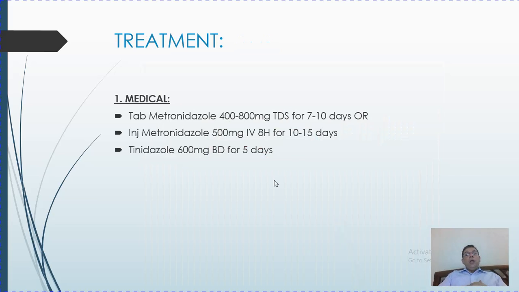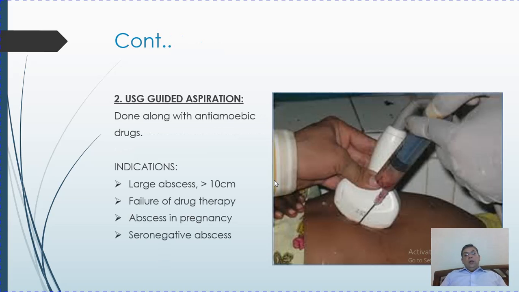Now, how do we treat an amoebic liver abscess? So the medical treatment involves giving them metronidazole 400 to 800 milligram 3 times a day for about 10 days, or you can give it injectable 500 milligram IV hourly for 2 weeks, or tinidazole 600 milligram BD for 5 days.